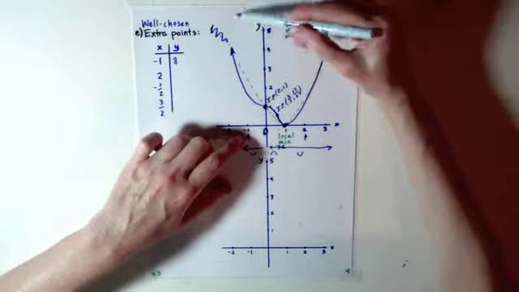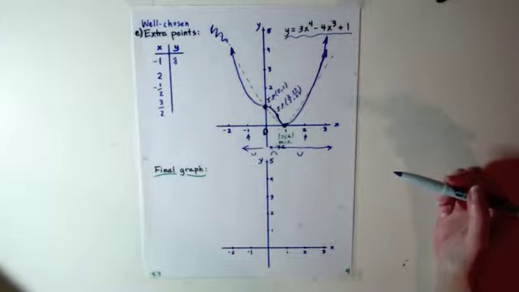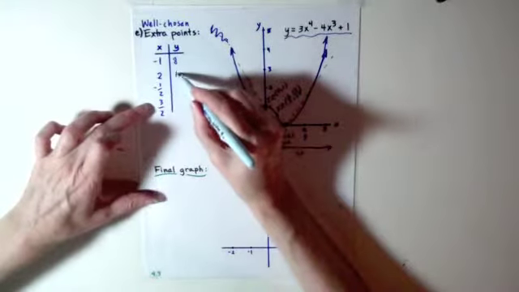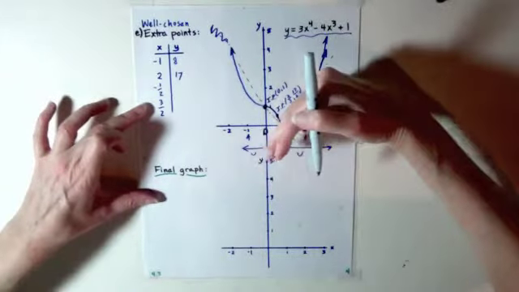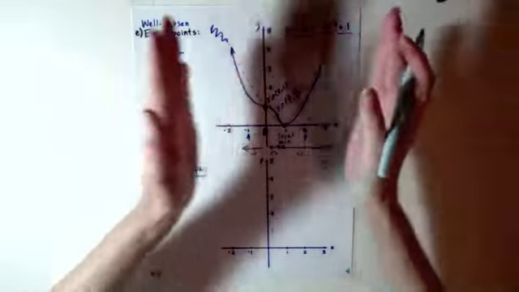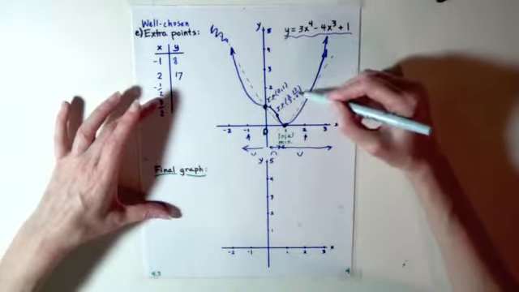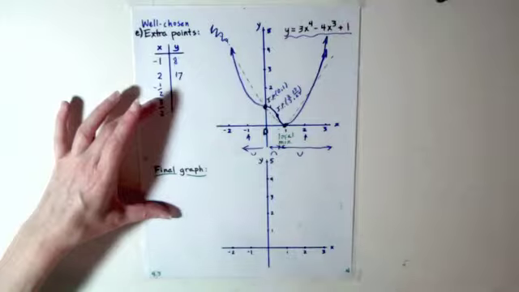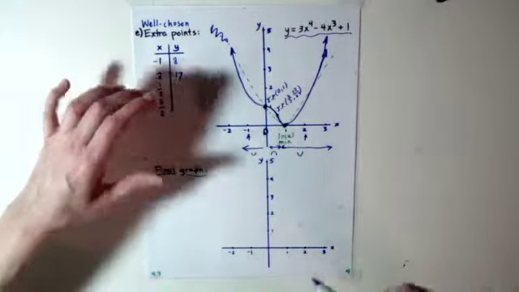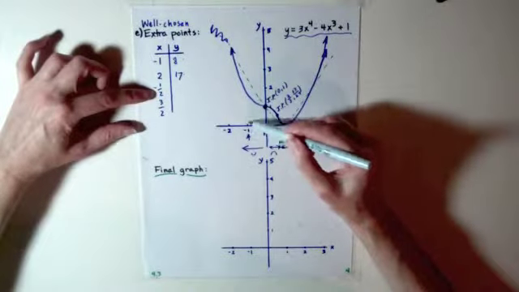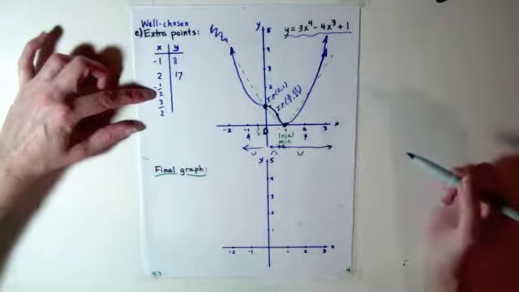So I haven't drawn something that's quite steep enough. And when I plugged in 2, I got 17. Unfortunately, 17 is also off of my graph. So you can see that my graph is not narrow enough, not steep enough at the edges. This is going to go shooting up much more quickly than what I have. Since these are off of my graph, that's why I chose -1/2, something a little bit closer in.